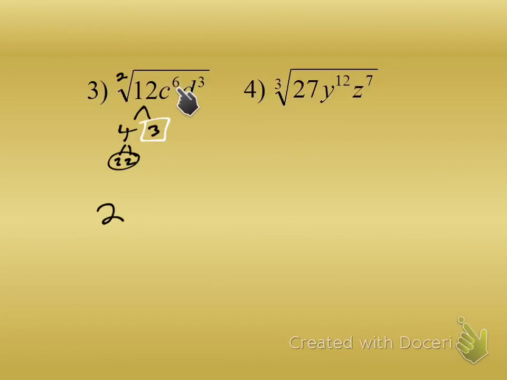We got C to the 6. So the power is 6, index is 2. 6 divided by 2 gives you 3. So we got 3 C's on the outside. Then we go to D's. We got 3 D's. All right, 3 divided by 2 evenly gives you what?